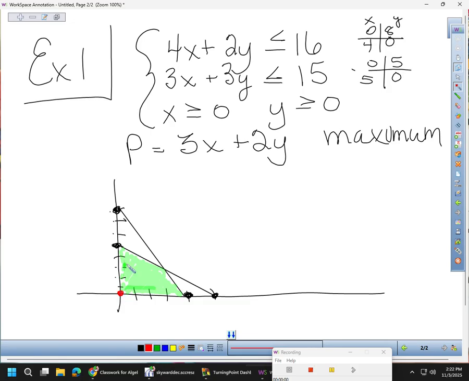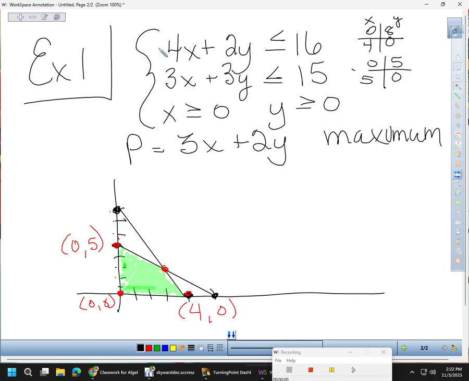1, 2, 3, and 4. 3 of them are right on the axis, so they're easy to calculate. This one obviously is 0, 0. This one is right on the y-axis. This was at 0, 5. This one was on the x-axis at 4, 0. We have to calculate the 4th one, though, because that's where these top 2 intersect or cross.